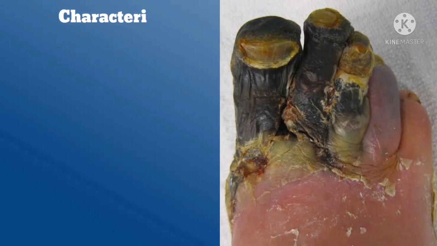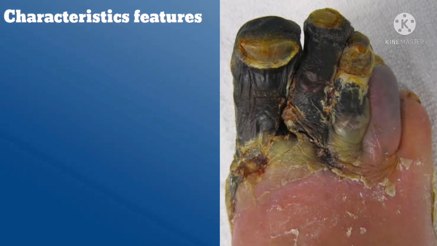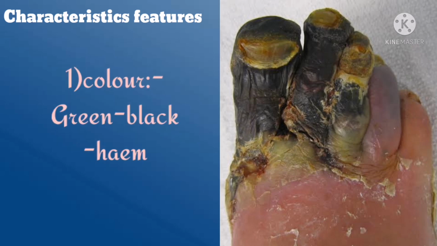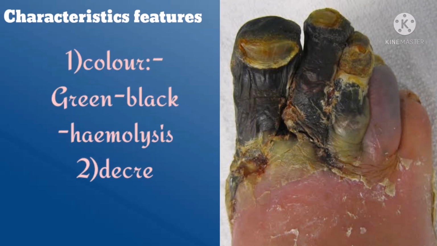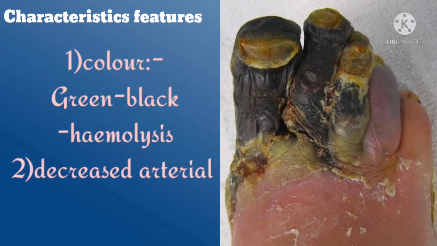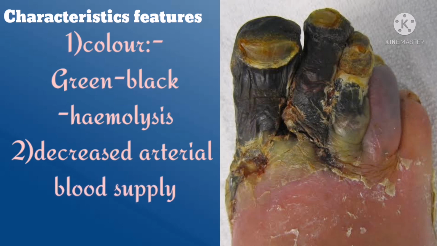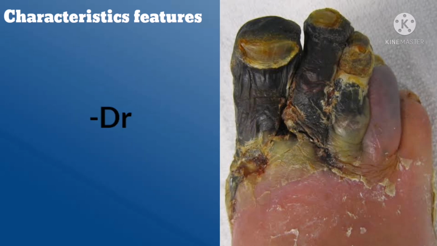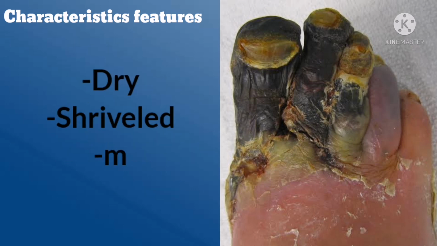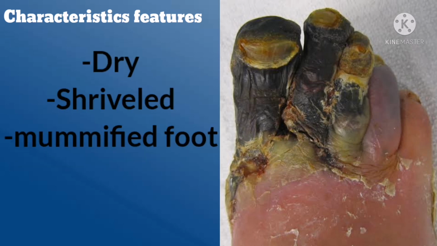If you observe this picture, the foot is affected by gangrene. The characteristic feature here is the color. The color changes first to a greenish color and then to a blackish color due to the hemolysis of the red blood cells. Before this discoloration, in the affected area the arterial blood supply is decreased. After this it appears as a dry, shriveled and mummified foot in dry gangrene.